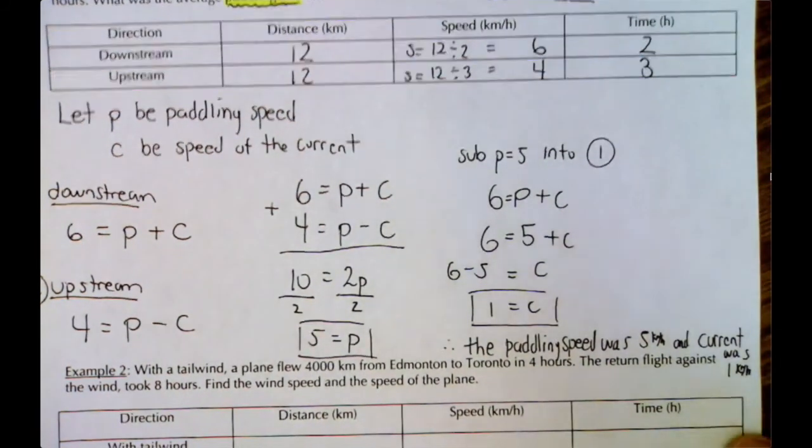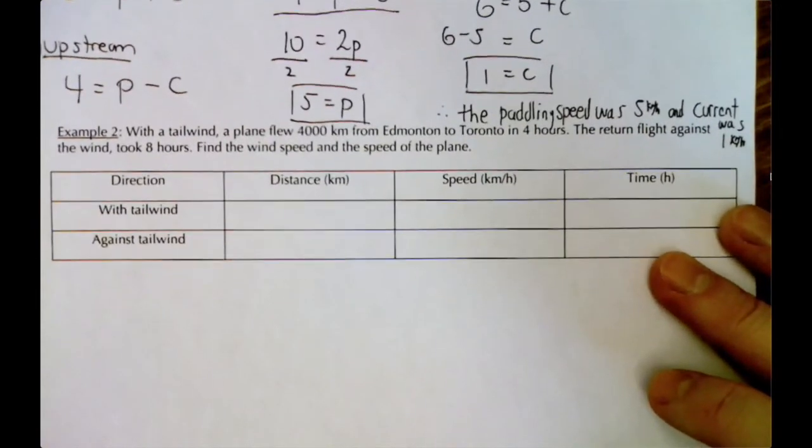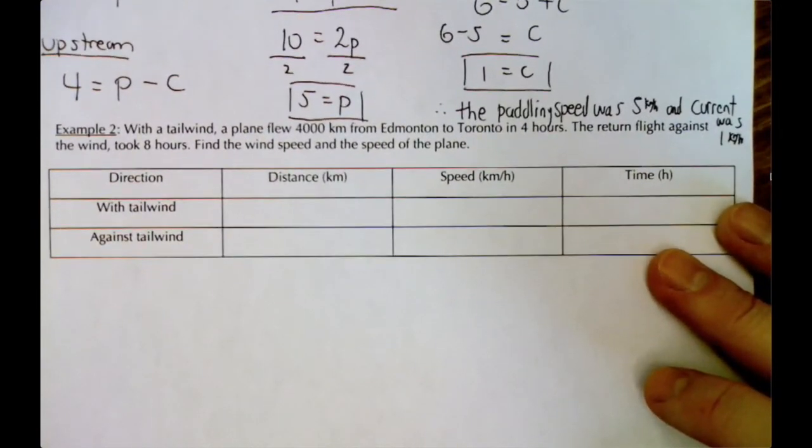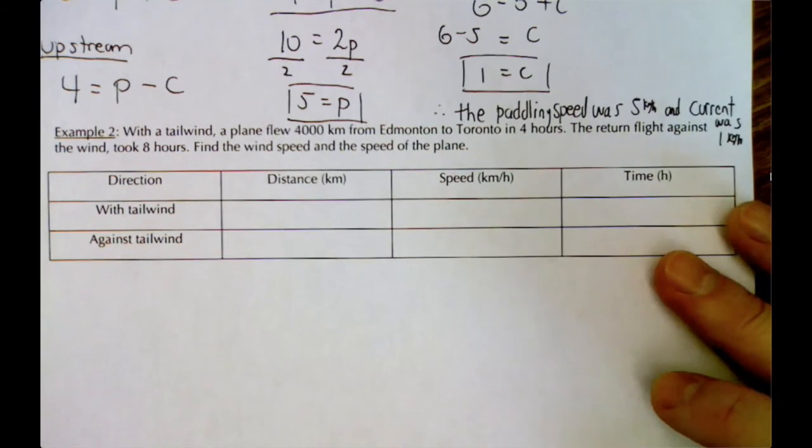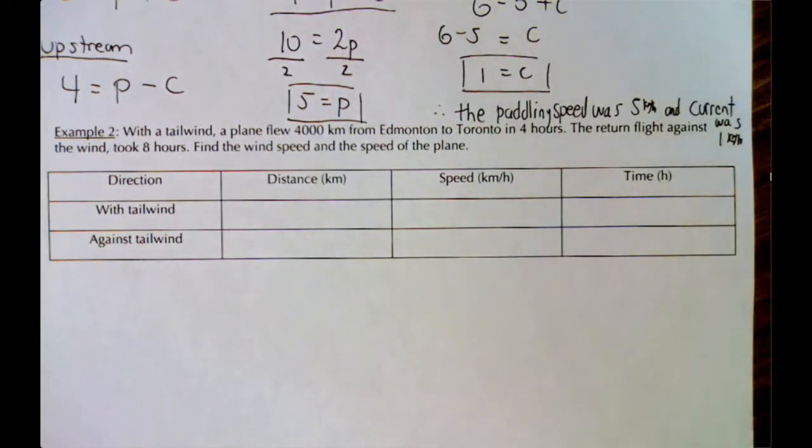So I'm going to get you to give it a shot. The next one's about a plane going with the wind and against the wind. So you can set it up, solve for the speeds the same way, write your equations very similarly, substitution or elimination to solve for your speeds. Give that one a shot, and feel free to check your answer on the course website.